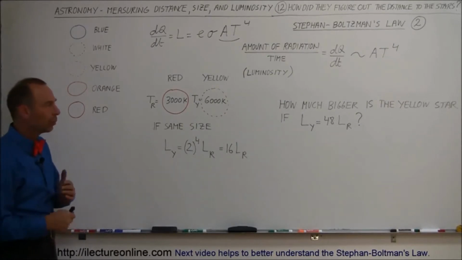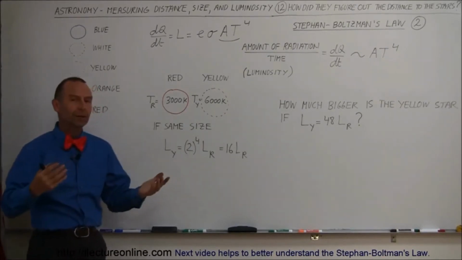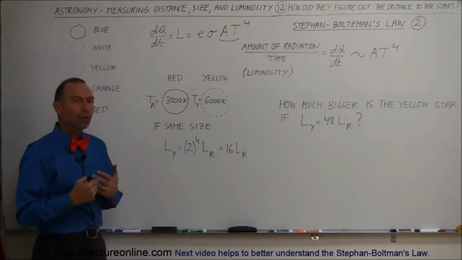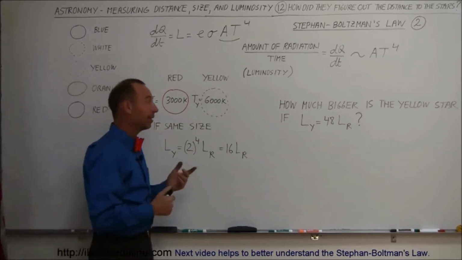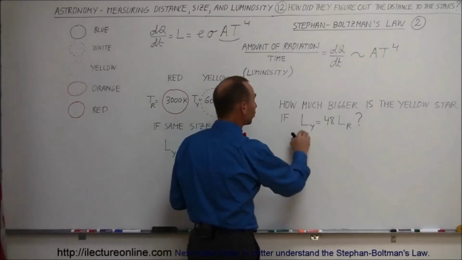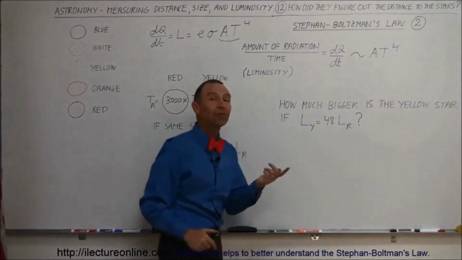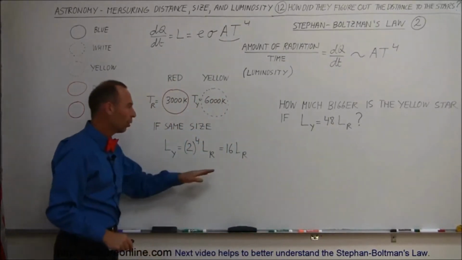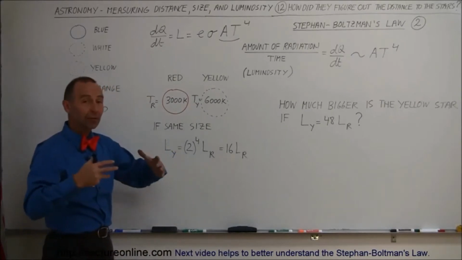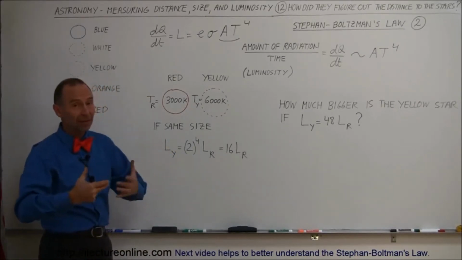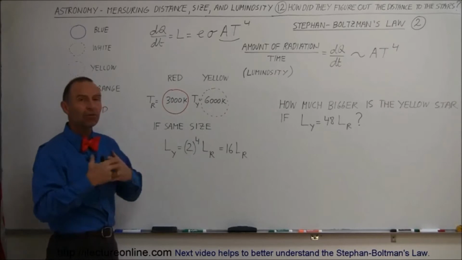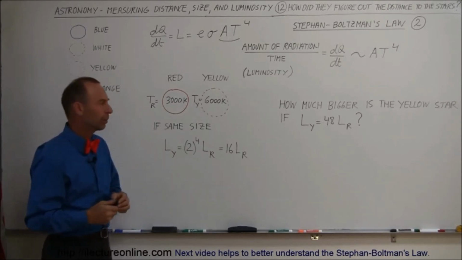But what if we understand that the yellow star will be bigger and we want to know how much bigger? Well, let's say that in our example, the yellow star actually is 48 times as bright as the red star. So only 16 times as bright can be accounted for by the extra temperature. That means if it's even brighter than that, it must also be bigger. And the question is, how much bigger?